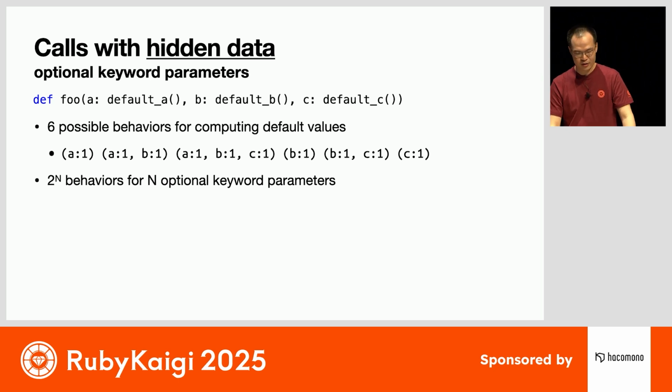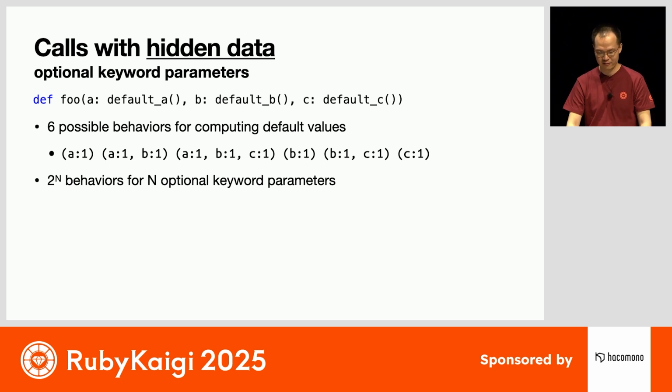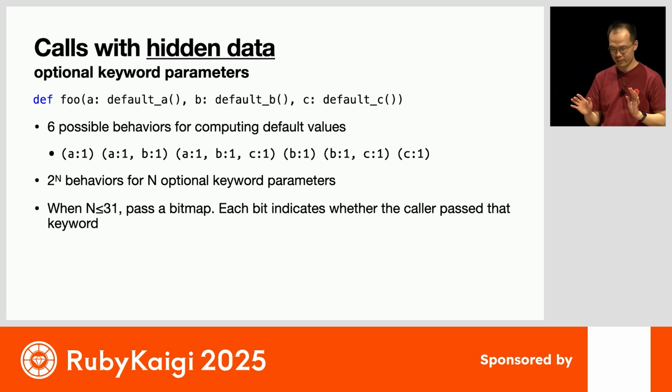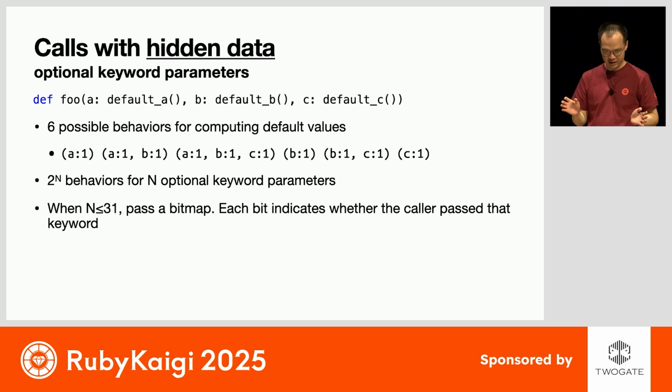When the callee has optional keyword parameters, Ruby needs to compute the default value for all the keywords the caller isn't passing. So for this example, we have 6 sets of calls to the default_abc method to compute the default values. In general, for n optional keywords, there are 2 to the power of n ways to compute the default values. For each optional parameter, you can either pass it or not pass it, describable with a bit. So with enough bits, you can describe the status of all the parameters.